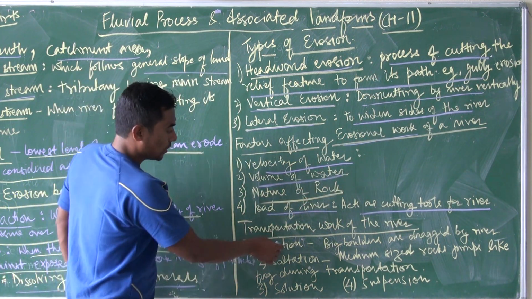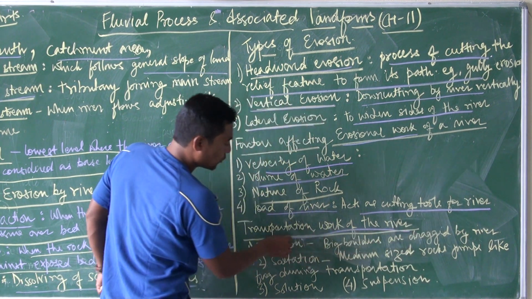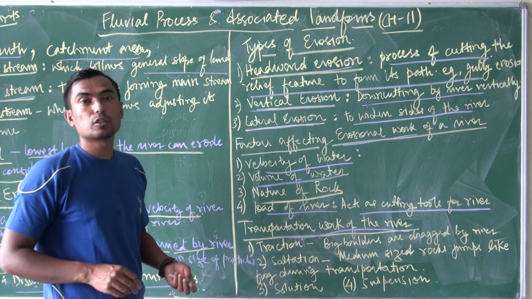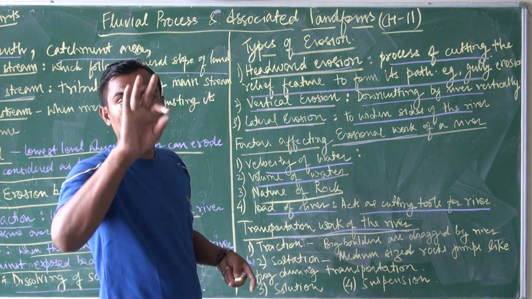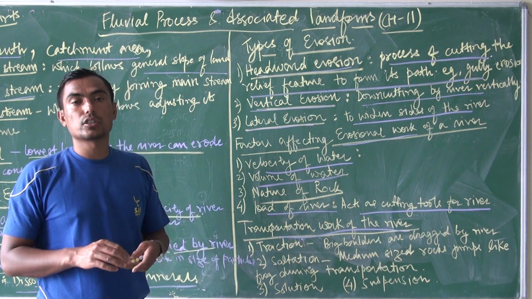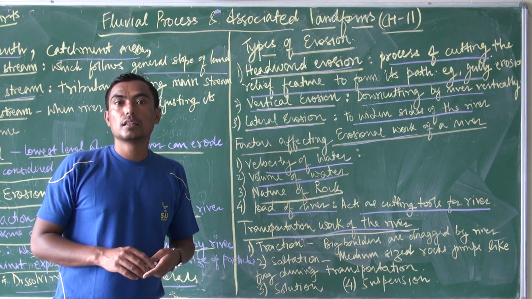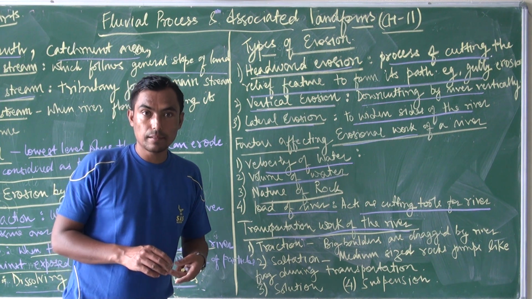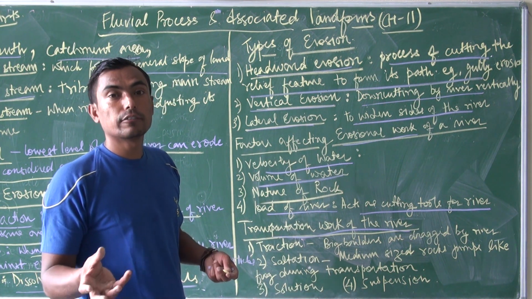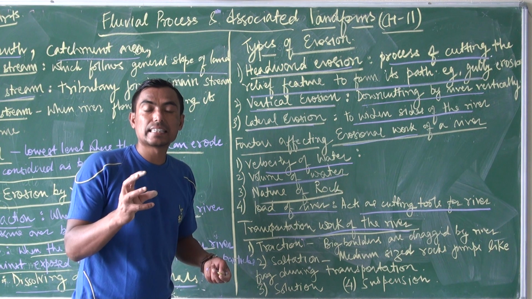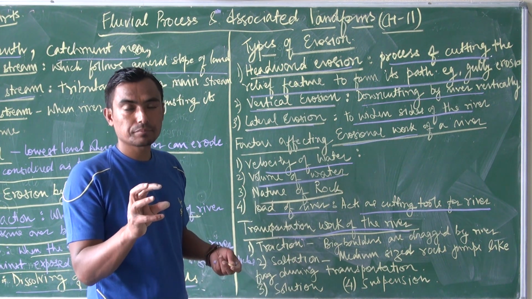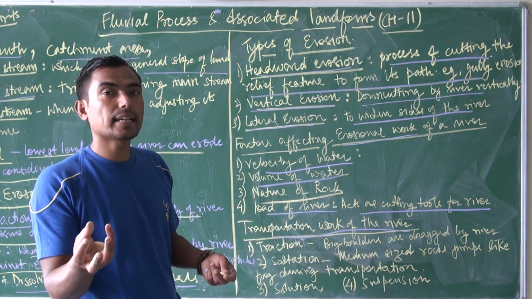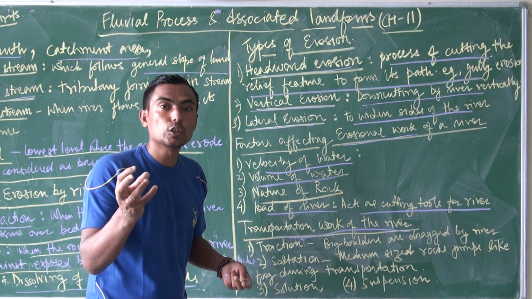Next, transportation work of a river. If you look here, especially in terms of river, a river has three different functions. First is transportation, clear? As it transports different types of sediments, these sediments act as a cutting tool for the erosion.